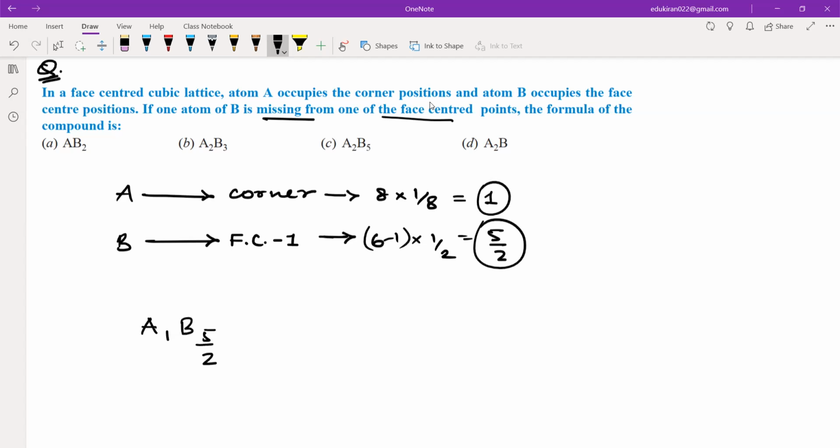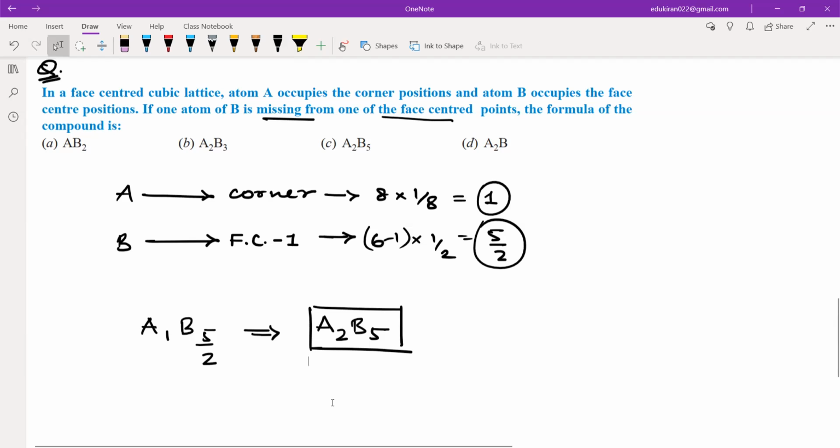Now what I can do, I can multiply 2 on both sides. I will multiply 2, so I will get A2. And if I multiply 2 in B, then I will get B5. The 2 in the denominator and the multiplied 2 will cancel out each other. Yes or no, tell me. Okay, so this is A2B5. Is this clear, yes or no? Yes, sir. Okay, fine. So this is how you do it.